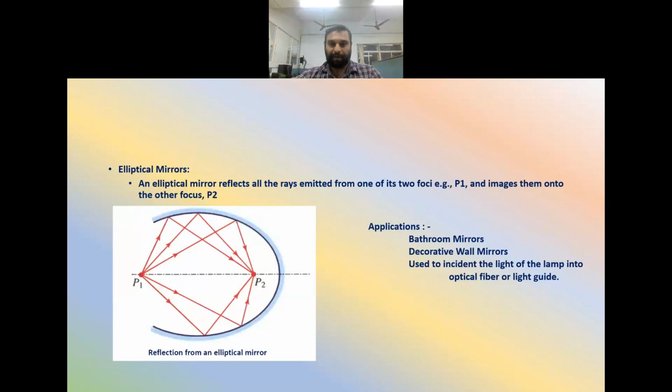The planar mirror is mainly used in bathroom mirrors, decorative wall mirrors, etc. It is also used to couple the light to the optical fiber cable.